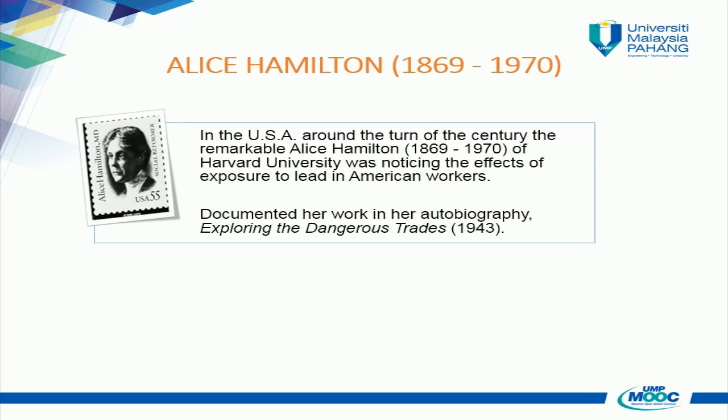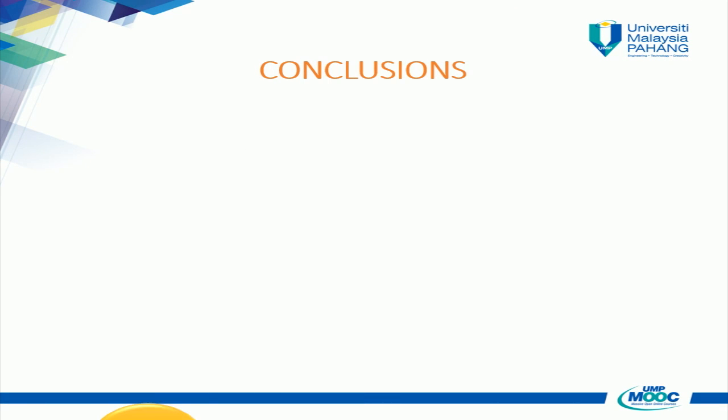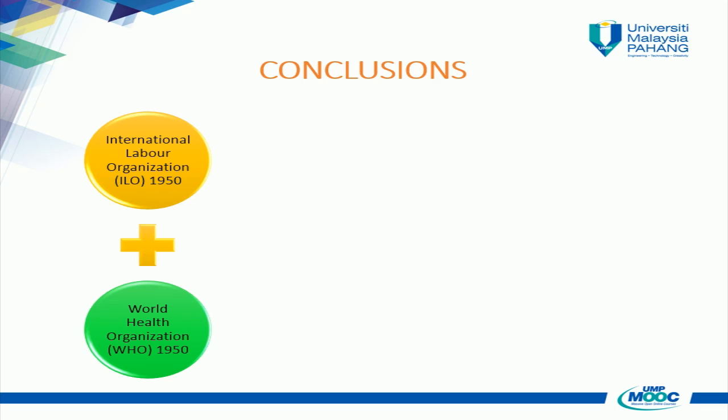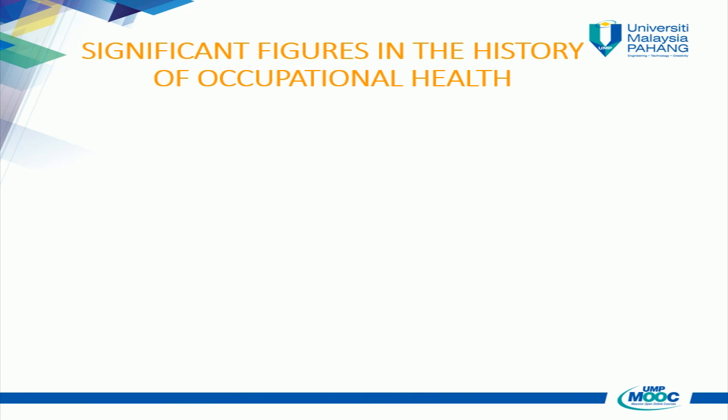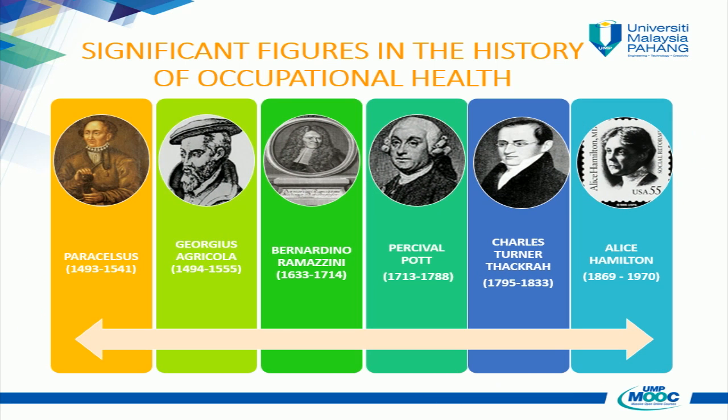Now, let's recap what we have learned. Occupational health can be described as the promotion and maintenance of the highest degree of physical, mental, and social well-being of workers in all occupations by preventing departures from health, controlling risk, and the adaptation of work to people and people to their jobs. Several significant figures in the history of occupational health include Paracelsus, Agricola, Ramazzini, Pott, Thackrah, and Hamilton.